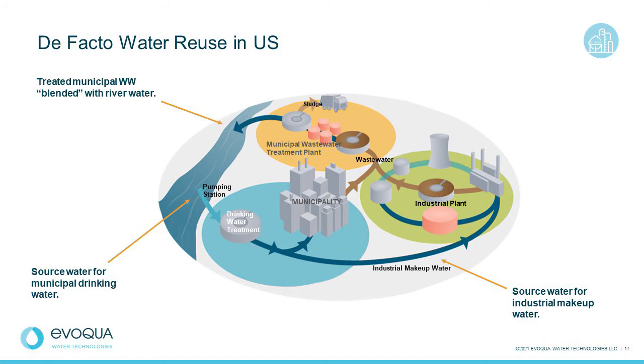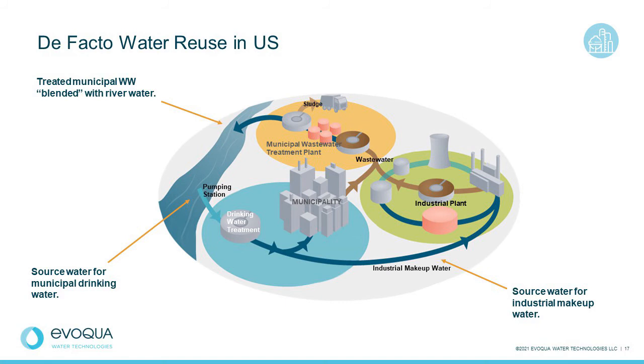This de facto percentage changes with the season, and during dry periods, there are locations in the United States where close to 100% of the raw water is made up of treated wastewater. This percentage is increasing as drought conditions reduce the amount of natural surface water.